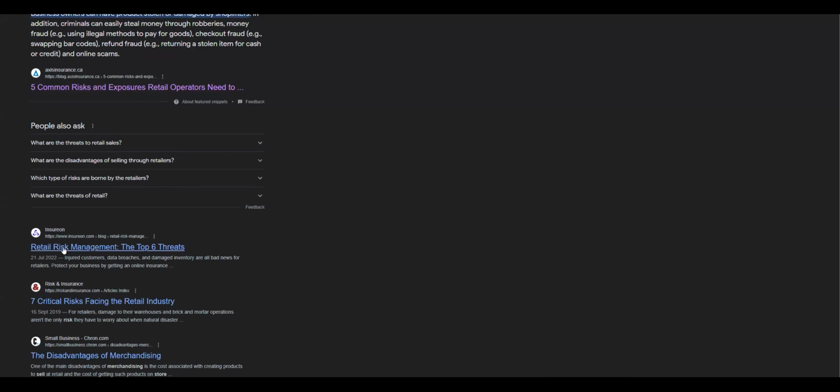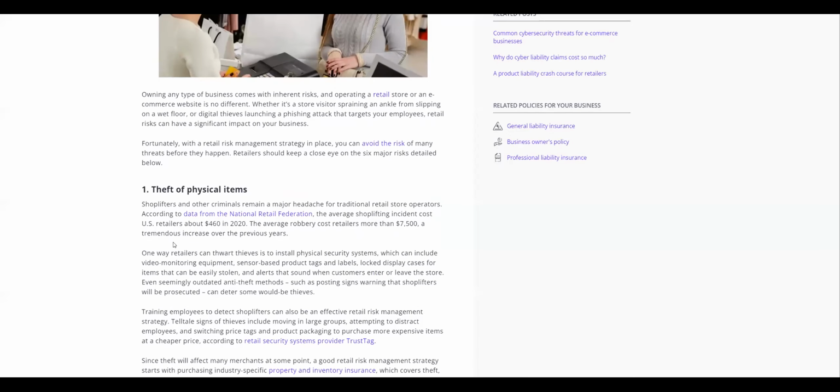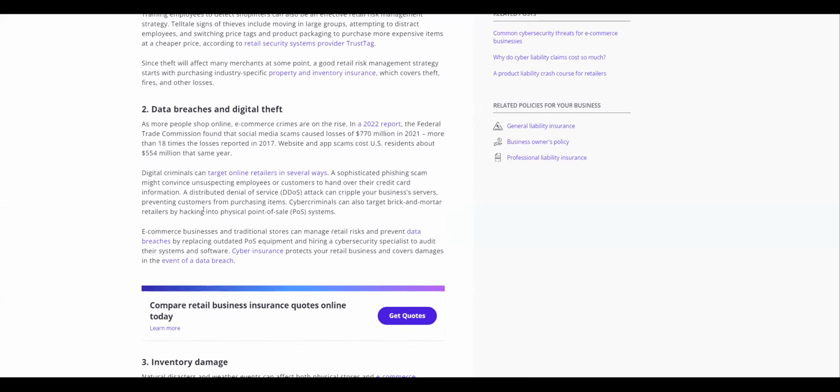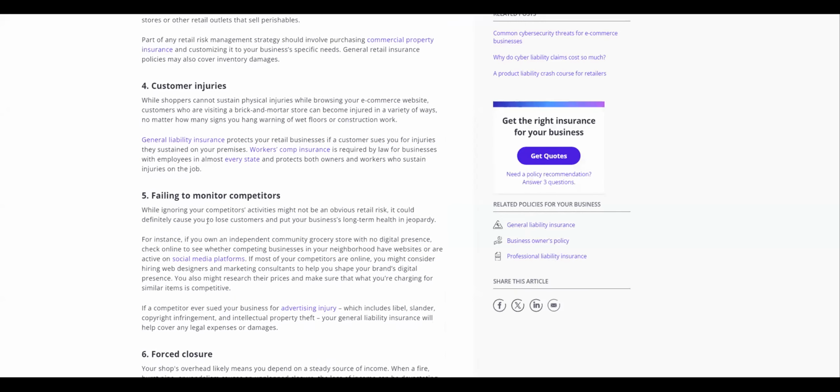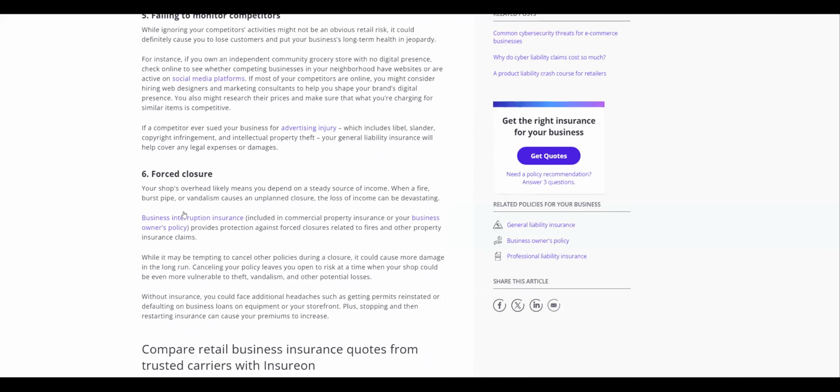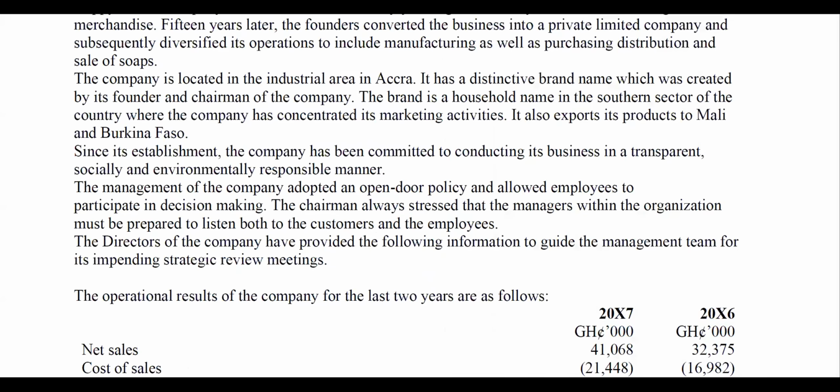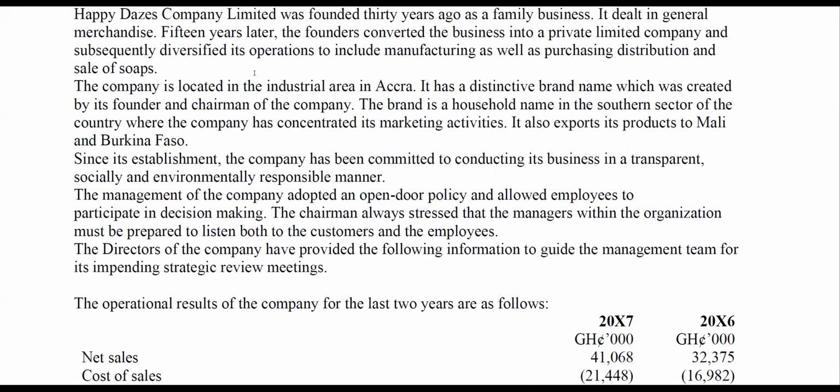So you see, go in, you check. So you go through 2, 3, 4, 5 sites, you see theft of physical items, data breaches, inventory damage, customer injuries, failure to monitor competitors, forced closure by government, business interruption. You get it? So once you've seen the nature of the business you are dealing with, it makes it easier to now analyze because already you know the kind of risks that are up ahead. You get it? That is it. You see, it makes it very enticing. Everything should be practical.